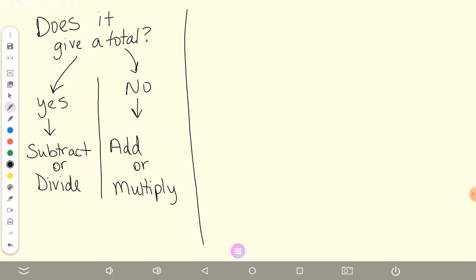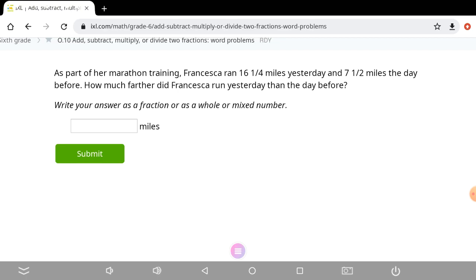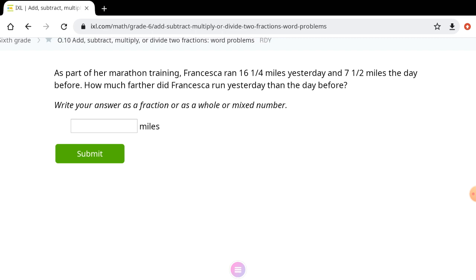Now, what we're going to do is work through several examples together. When you read word problems that involve fractions or even decimals, my suggestion is don't read the fraction or the decimal. Just focus on the whole number. It helps us process the problem a little bit better. So for example, I'm going to read this 2 different ways, and I want you to tell me which way sounds easier. As part of her marathon training, Francesca ran 16 1/4 miles yesterday and 7.5 miles the day before.